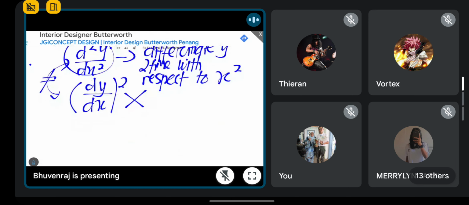And you must also make sure you don't write dy square over dx2. This one is also wrong. It must be d square y over dx square. Sebab kalau kamu tulis simbol salah, most likely you might lose marks. Kamu akan hilang markah because it means a different thing already, atau tak membawa makna. So just be careful with this. So other than that, first derivative.